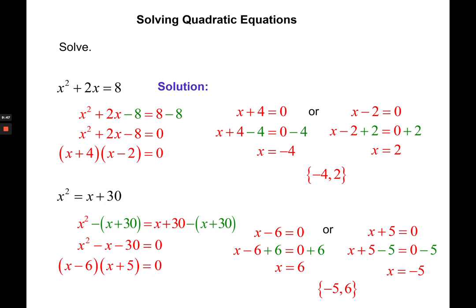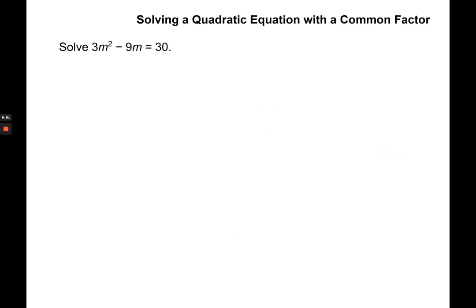Okay, let's try some more examples. Solve 3m squared minus 9m is equal to 30. Again, the given is not in standard form. We will start by applying your equation properties by subtracting both sides by 30. So this becomes a 0 and you found your standard form.